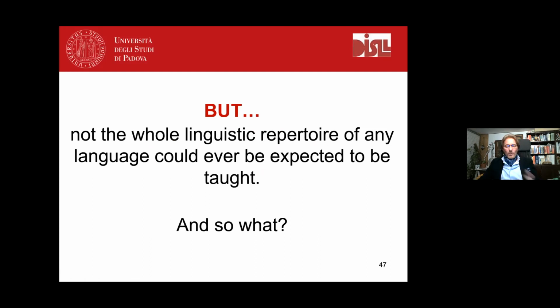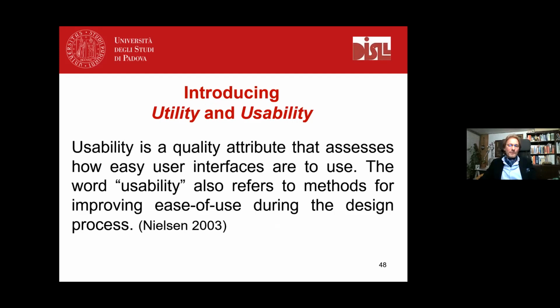We must be aware, we're all aware, however, that not the whole linguistic repertoire of any language could ever be expected to be taught. No language could ever be taught as a whole. It's obvious that we can't do that when we expand the teaching model to aspects, not the whole of the linguistic repertoire, of course. And so what's the way out of this impasse? My idea was to borrow two terms and two concepts, not just the terms, from computer sciences. And these two terms are utility and usability.